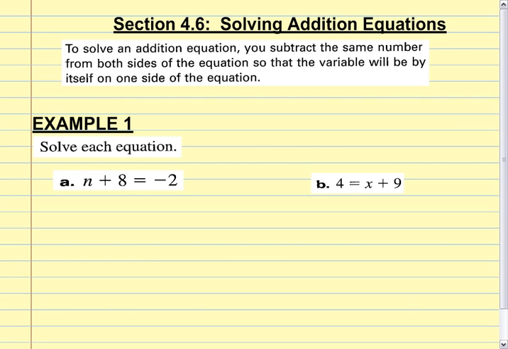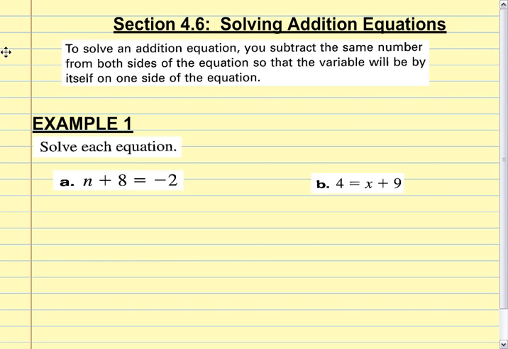Okay, folks, section 4.6. Now we're getting down to it. 4.6 says solving addition equations. To solve an addition equation, you subtract the same number from both sides of the equation so that the variable will be by itself on one side of the equation.